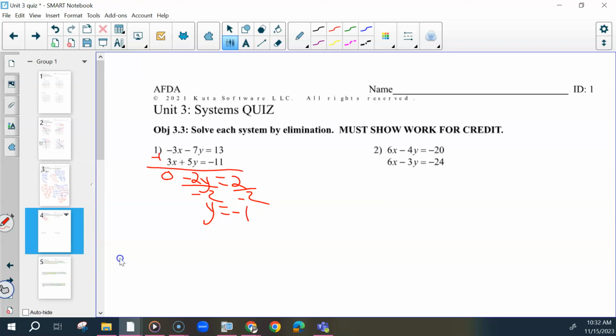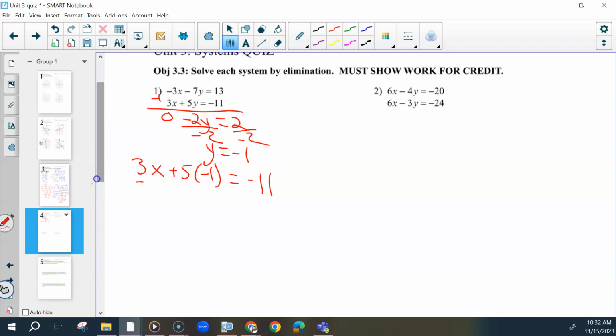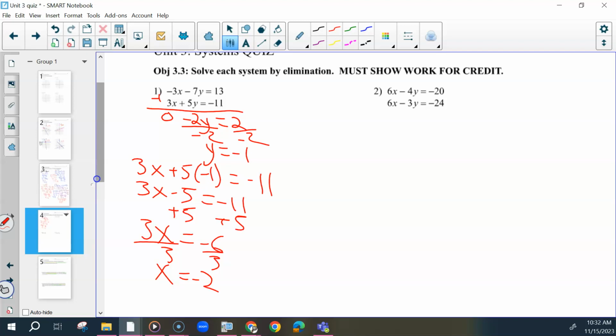Once you have y, put it back into one of these equations, doesn't matter which one, to find x. So I'm putting this into the second one. If you did the first one, that's fine. So this would be 3x minus 5 equals negative 11. Then we could add 5 to both sides. And divide both sides by 1. So the ordered pair for this one was negative 2, negative 1.